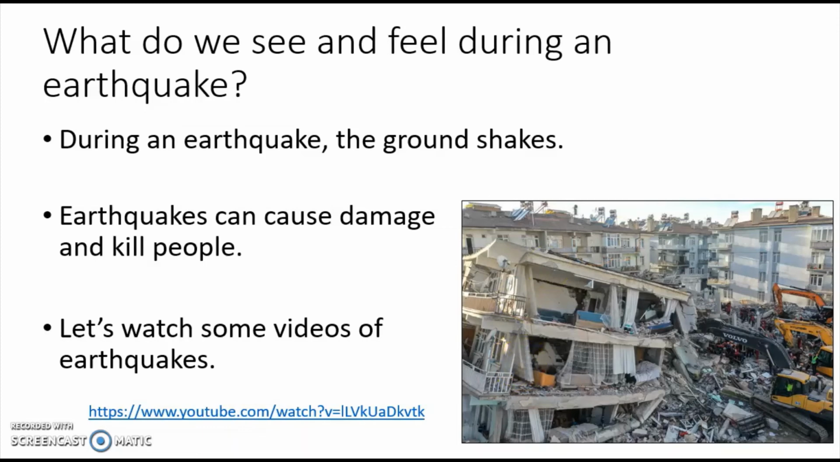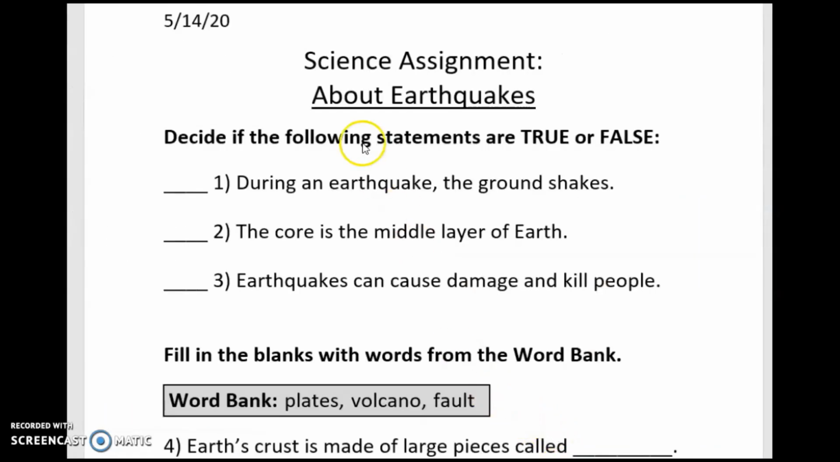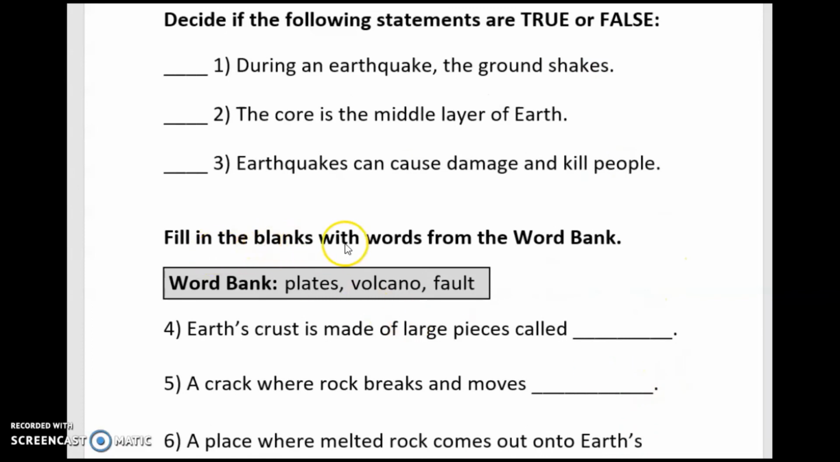Okay, that's it for our lesson. It's time to look at our assignment. Here's our assignment for May 14th, science assignment about earthquakes. Decide if the following statements are true or false. Number 1, during an earthquake, the ground shakes. Number 2, the core is the middle layer of Earth. True or false? Number 3, earthquakes can cause damage and kill people. True or false? Fill in the blanks with words from the word bank.